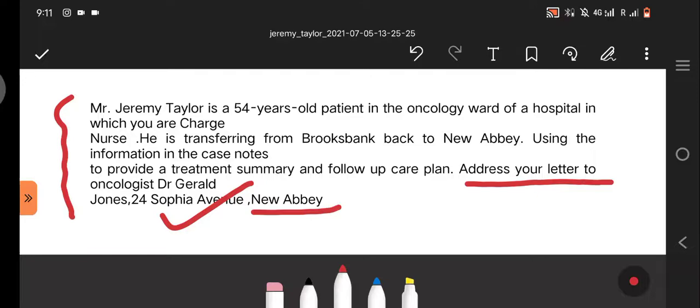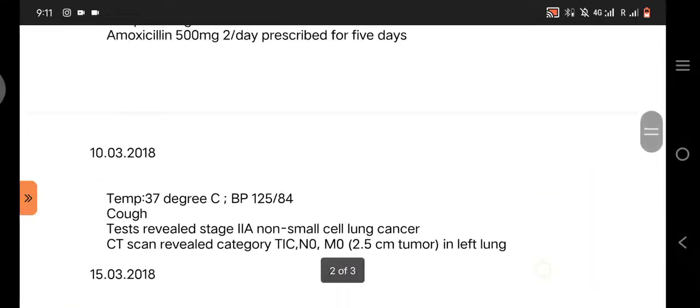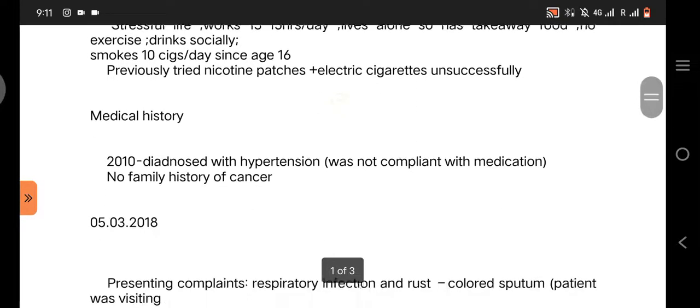Now we will go back to the case note. Let's see what is given in the case note. Here in the case note, first of all, patient's details are given. Name Jeremy Taylor, date of birth is given, and the hospital where he is admitted, that is Clare Medical College Hospital, where we are working as a nurse, and this patient is staying at the moment. Now let's see the presenting complaints.